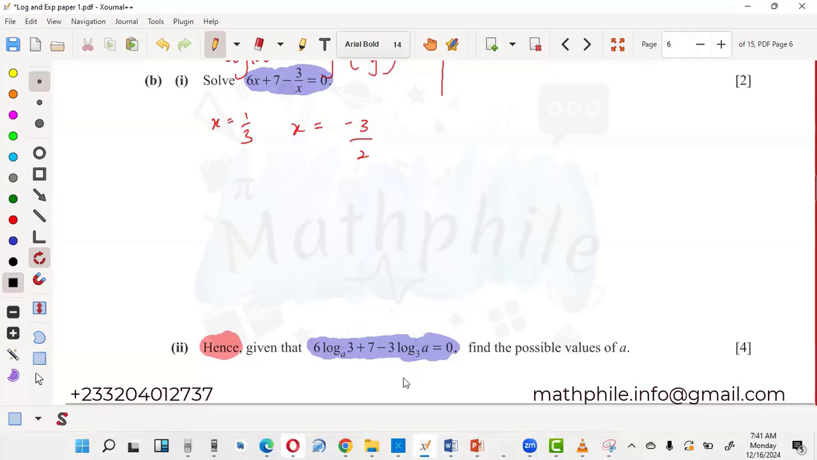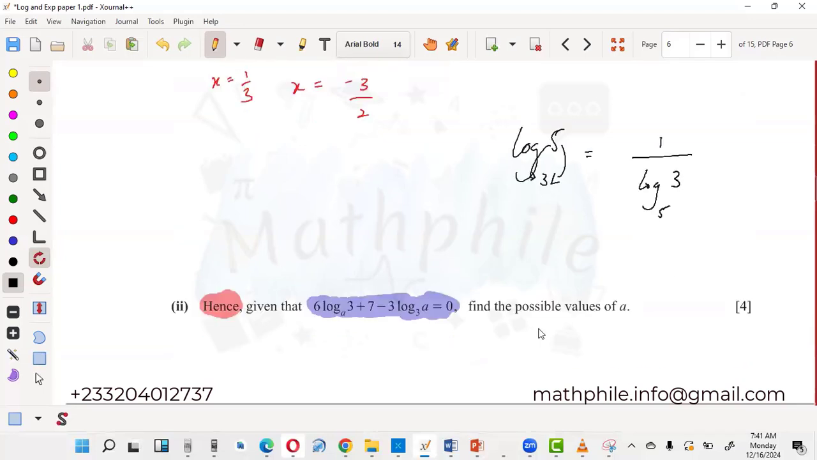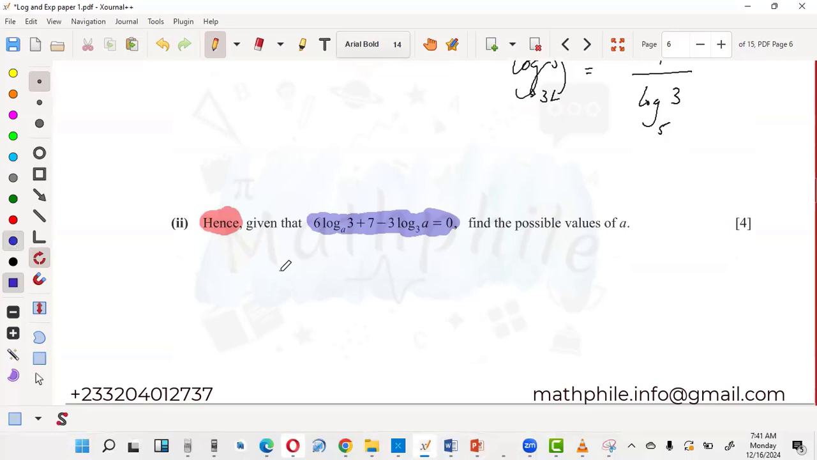Now, this question, unfortunately, the bases are not the same. This is base A and this is base 3. And I think there will be a swap of bases over here. I did make mention of swap of bases. So this change of base, if you want to swap the 2 positions, we say that this is the same as writing 1 over log, then we swap the position of the 2 items. So this thing can be written as 6 log 3 base A plus 7 minus 3 into brackets 1 over log 3 base A. Do you agree?